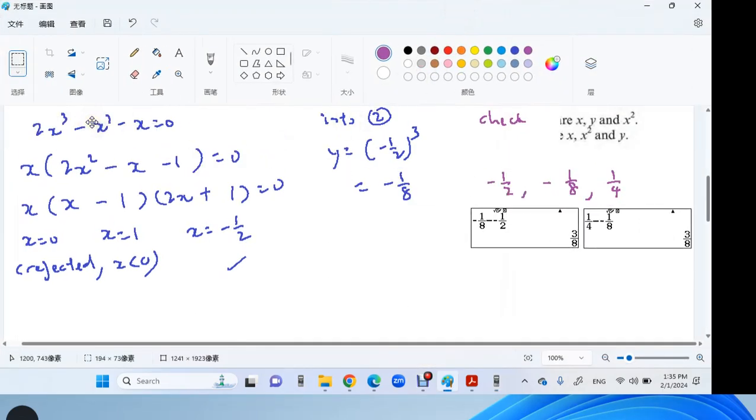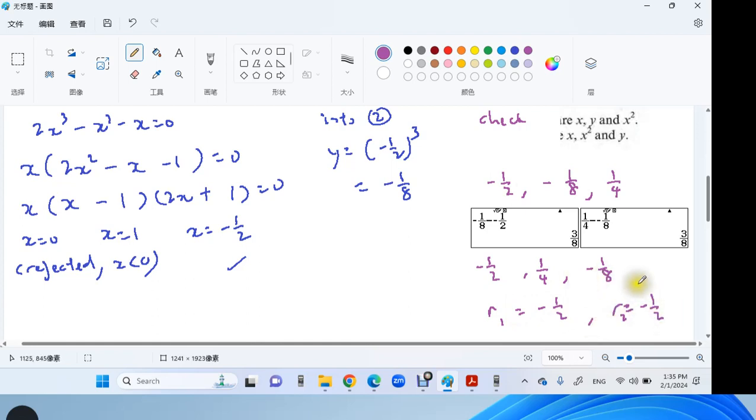So it is an AP. Yes. And then I have x: negative 1 over 2, 1 over 4, negative 1 over 8. This is GP because the common ratio R1 is negative 1 over 2 and the R2 is also negative 1 over 2. So this is a GP. Yes, this is correct. So from here, x is negative 1 over 2, y is negative 1 over 8.